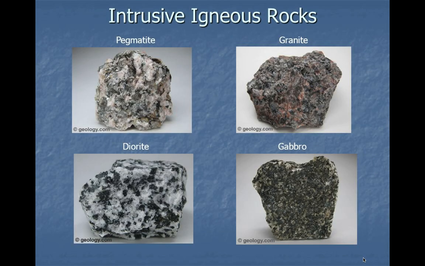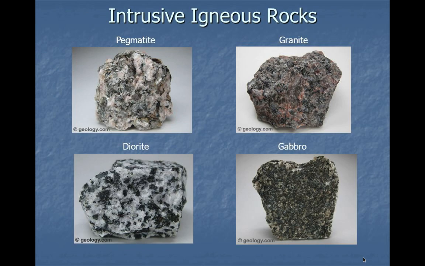Now these ones are intrusive igneous rocks. So these all also formed from magma or lava cooling and hardening. I should be more specific and say magma cooling because we're talking about inside the earth. Remember, when it's inside, we call it magma. So all of this magma had the ability for crystals to set up and form.